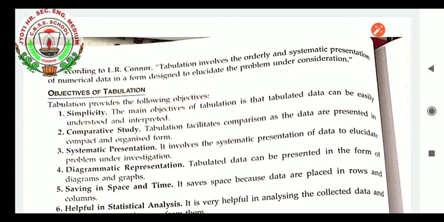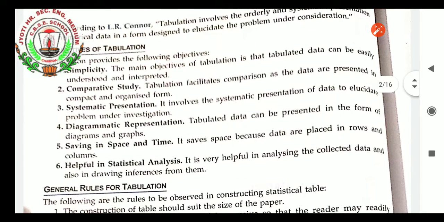When we talk about objectives of tabulation, students, these are the various benefits when the data are in tabular form. Very first, simplicity. The main objective of tabulation is that tabulated data can be easily understood and interpreted. Comparative study. Tabulation facilitates comparison as the data are presented in compact and organized form. Systematic presentation. It involves a systematic presentation of data to illustrate the problems under investigation. Diagrammatic presentation. Tabulated data can be presented in the form of diagrams and graphs so that it will be more interesting for people to understand. So that is another benefit of tabulation.